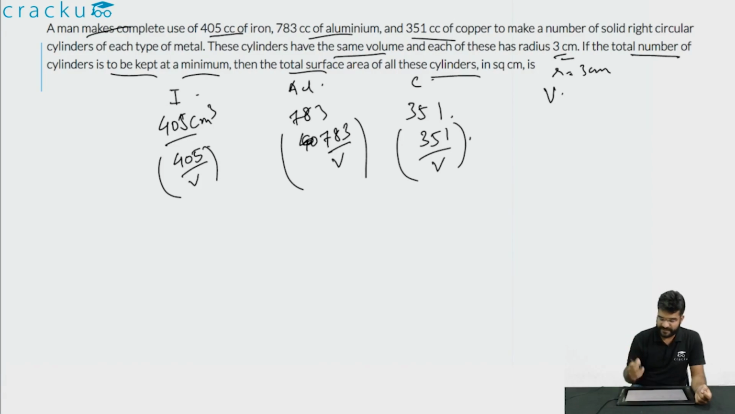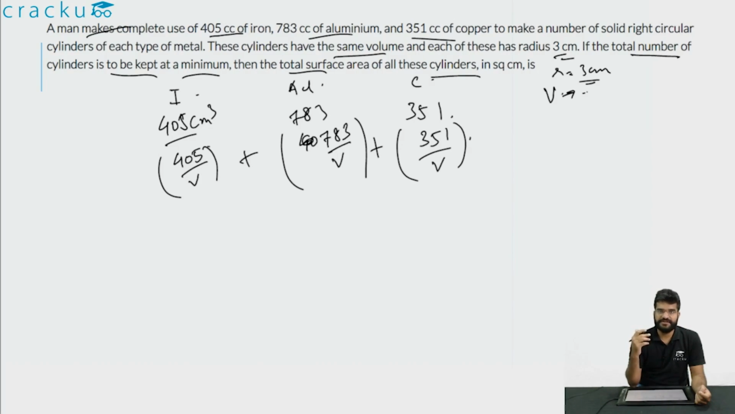From that value of V, we'll get the volume of the cylinders. We already know the radius. So for each of the small cylinders, we'll calculate the height. Then we'll calculate the total surface area of all the cylinders. But first thing, if you want to minimize the sum of 405 by V plus 783 by V plus 351 by V, we have to keep V as high as possible.